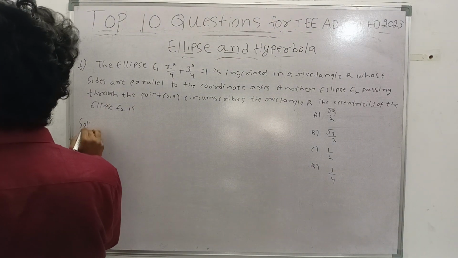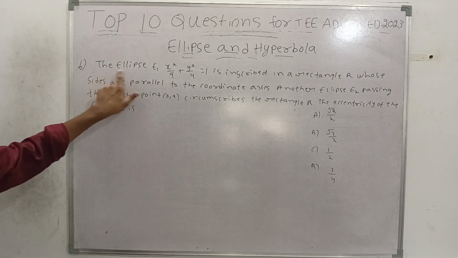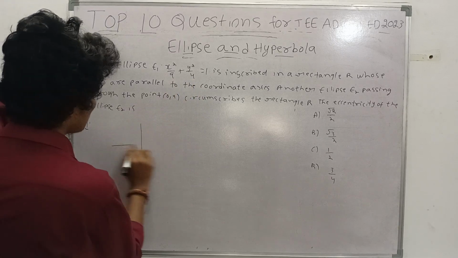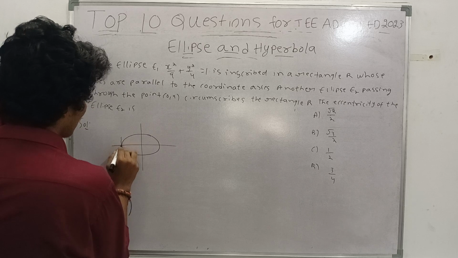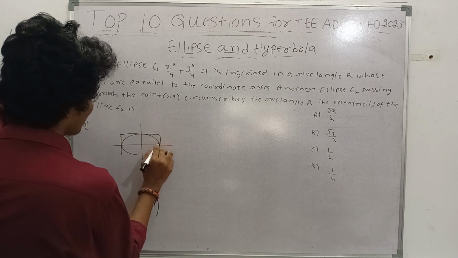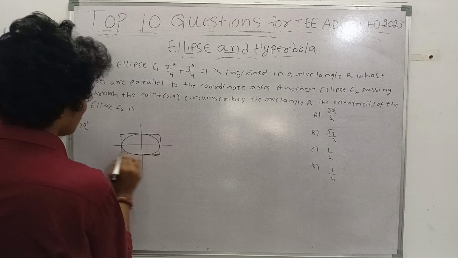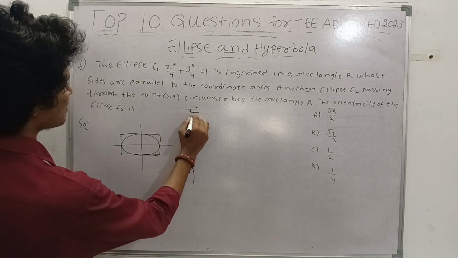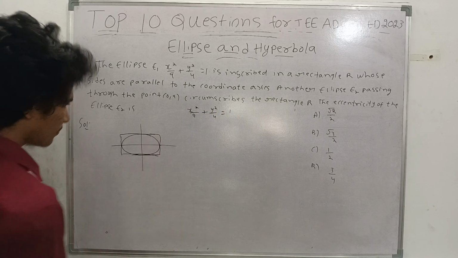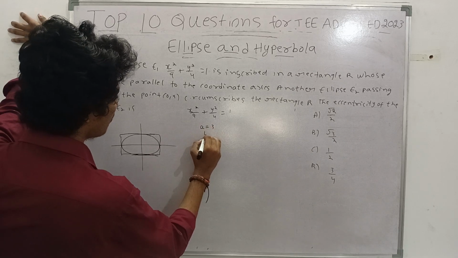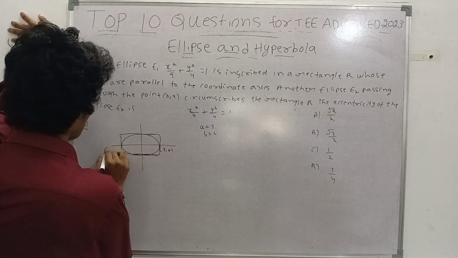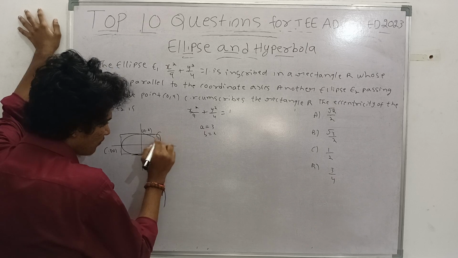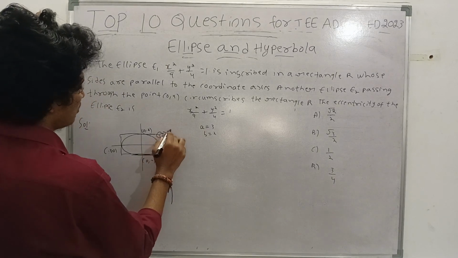Now the solution part. What are they saying? The ellipse x square by 9 plus y square by 4 equal to 1 is inscribed in a rectangle. There is an ellipse, and there is a rectangle in which the ellipse is inscribed. It is like this. They gave the ellipse as x square by 9 plus y square by 4 equal to 1, so a equal to 3 here, b equal to 2 here. So the points are 3 comma 0, minus 3 comma 0, 0 comma 2, and 0 comma minus 2. What is this corner point? It will be 3 comma 2.